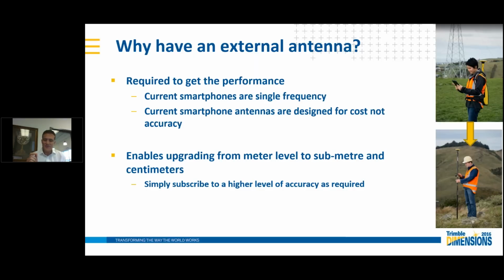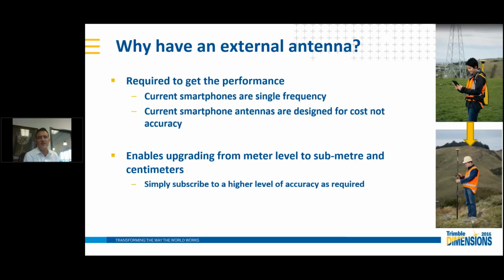So when you have a very, very small antenna, you can't incorporate things like a multipath ground plane. So you can't walk up against, you know, shiny buildings and walk underneath canopy and mitigate multipath on a smartphone. So that's why we need an antenna.